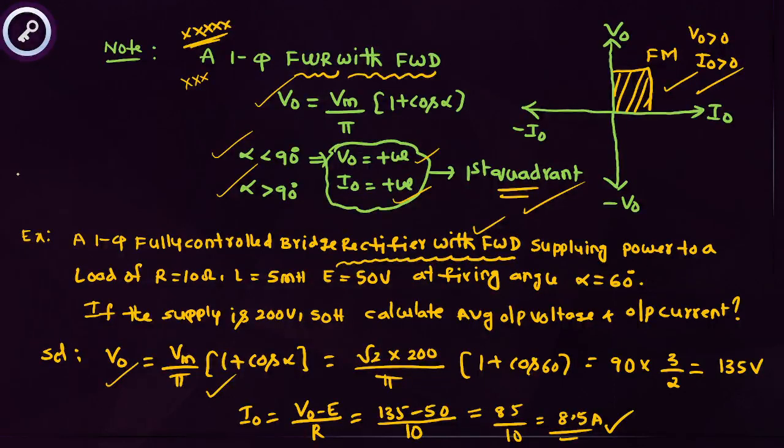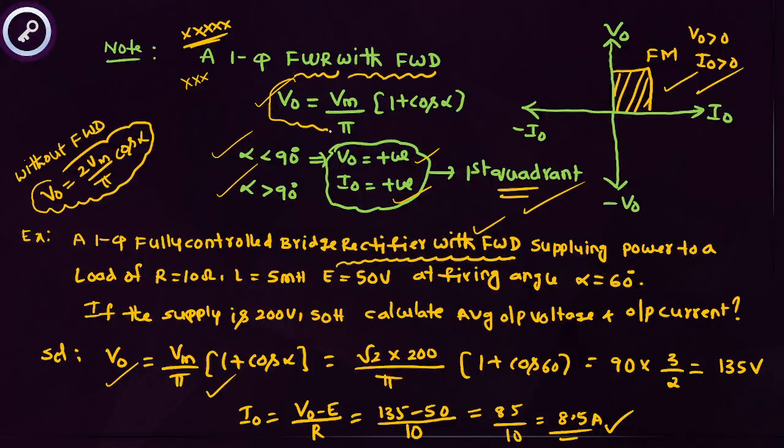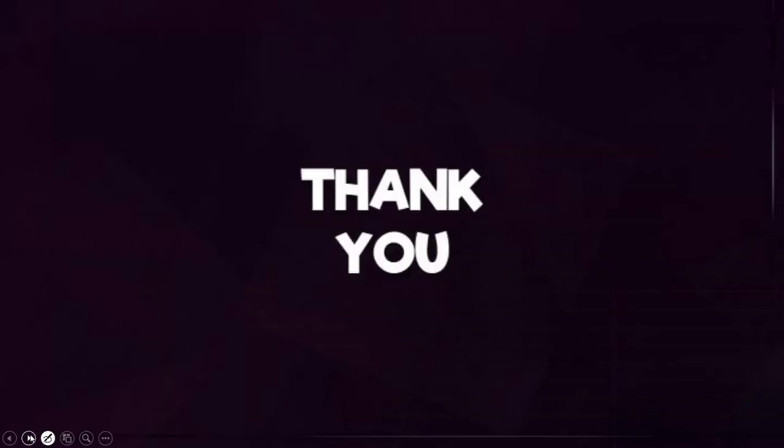Without freewheeling diode, what is V naught? V naught equals 2 Vm by pi cos alpha. This formula I gave. If it is 2 Vm by pi cos alpha, it is first and fourth quadrant. With freewheeling diode, this is the V naught: V naught equals Vm by pi into (1 plus cos alpha). This model of question is also very important that you have to concentrate on.